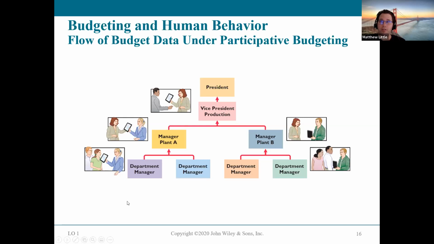So just a picture of how the flow of data would work under participative budgeting: it typically starts at the bottom. So you have these different department managers who will roll up to maybe plant managers or region managers, who then will roll up to a VP, up to the president, up to the board, et cetera. So this is just kind of depicting what that could look like.